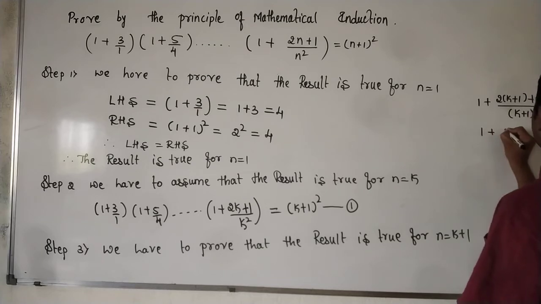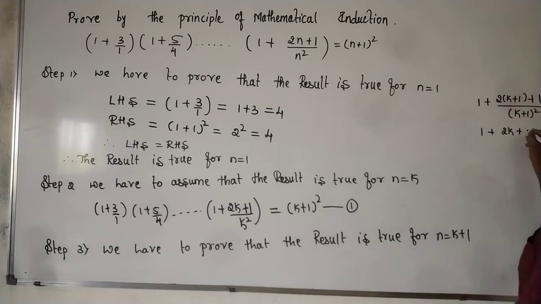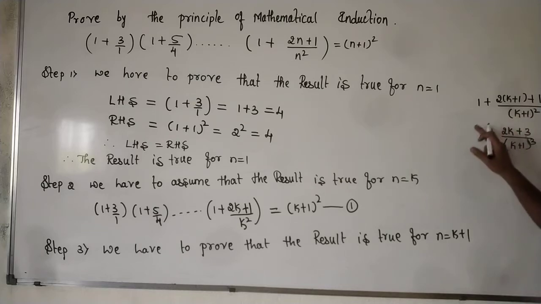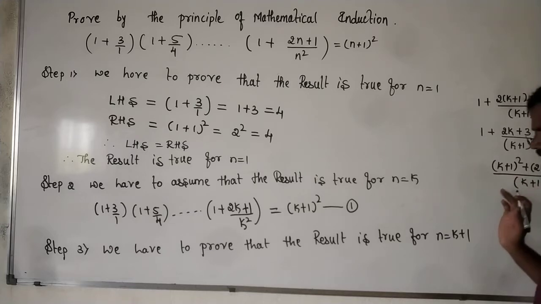So 1 plus 2k plus 2 plus 1, that is 3, divided by (k plus 1) whole square. So this is the next term. On simplification, cross multiplying, we get (k plus 1) whole square plus 2k plus 3, divided by (k plus 1) whole square. So this we need.